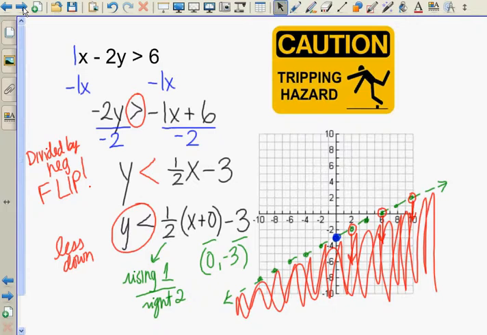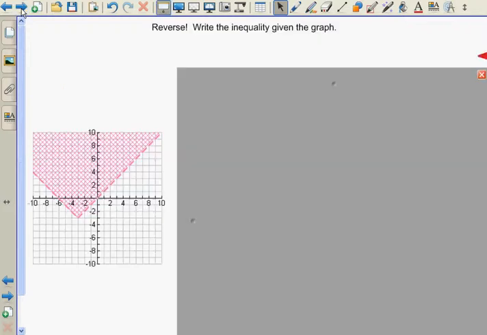So any point that I would pick, any ordered pair that's in that shaded region, but not on the line since it's a dashed line, will work in that original inequality. Just remember, if you divide by a negative, to flip the symbol. Otherwise, your shading will go in the wrong direction. All right, then like in all the other videos, if I give you an equation, you should be able to give me the graph and vice versa. So I'm giving you the graph, you give me the equation. And by equation, I don't mean equation, I mean inequality.